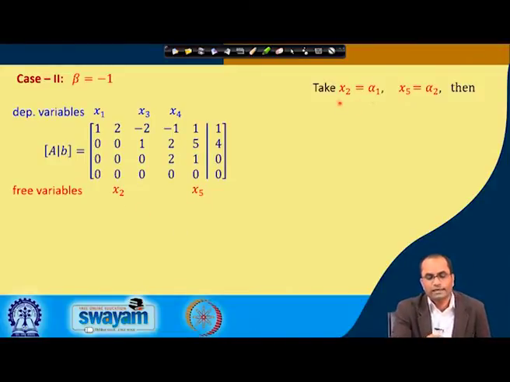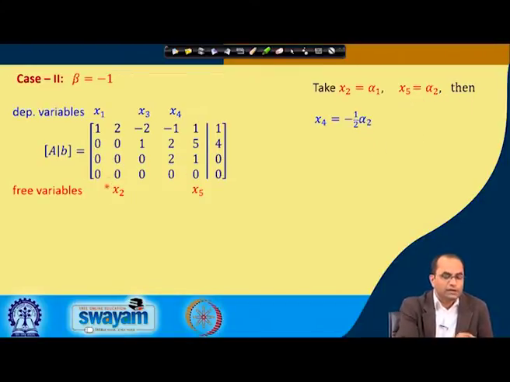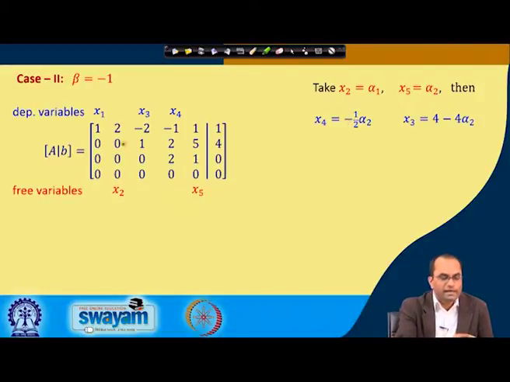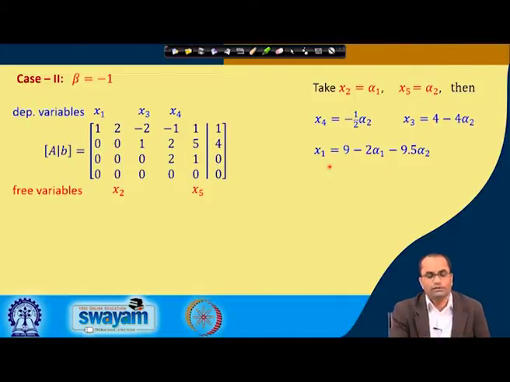So, we will take x2 as alpha 1 and x5 as alpha 2. In that case, now from equation number 3 we can write down x4. So, from here 2 times x4 is equal to minus x5, and x5 we have taken as alpha 2. So, this x4 we can write down in terms of alpha 2. Similarly, x3 from equation number 2 we can write down in terms of these free variables, and also x1 from equation number 1 we can write down in terms of these free variables alpha 1 and alpha 2.